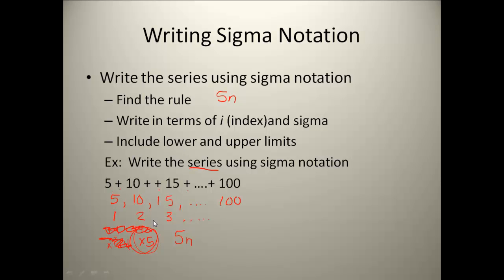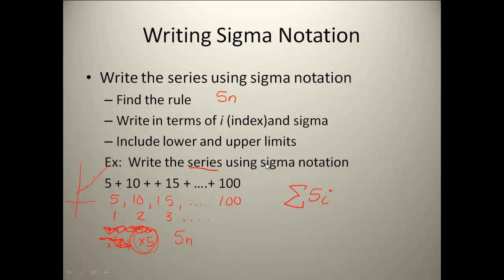We could have found this rule also by plotting the points, and then you would have noticed that it was linear, and then you could have written the equation of the line, and you still would have gotten 5n. Okay, the next thing we need to do is write it in terms of i and sigma. So I'm going to start by making my sigma, and instead of n, I'm going to write it as 5i.